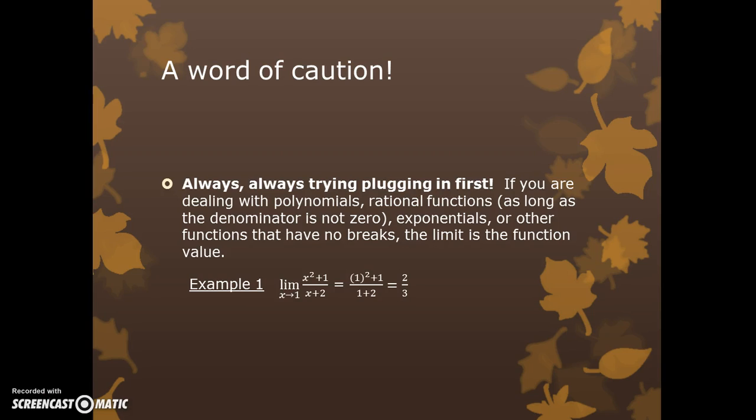So if we wanted to find the limit as x goes to 1 of this function, the limit as x goes to 1 of x squared plus 1 over x plus 2, all we need to do is plug in the x value and evaluate the function at x is equal to 1. When we do so, we get the value of 2/3.